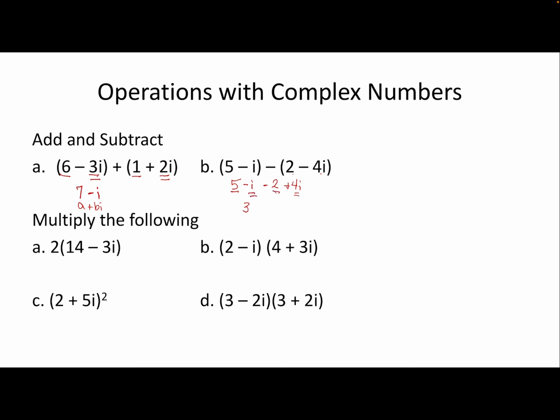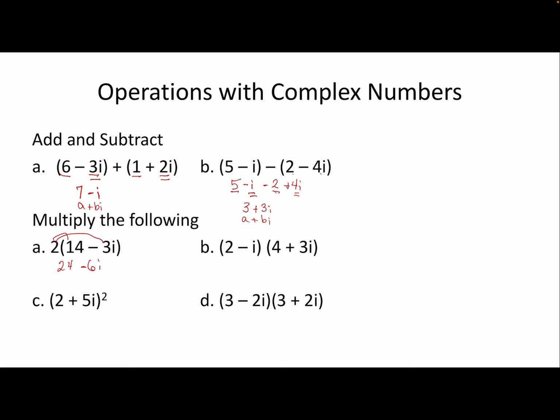Negative i, and a positive 4i is a positive 3i. A plus bi form, always real part first, imaginary part second. There's our complex number. To multiply, if we take a real number times the complex number, we take the real times the real and get 24, and 2 times the negative 3i is going to get us a negative 6i.